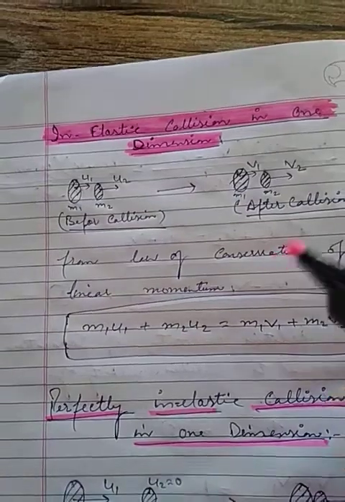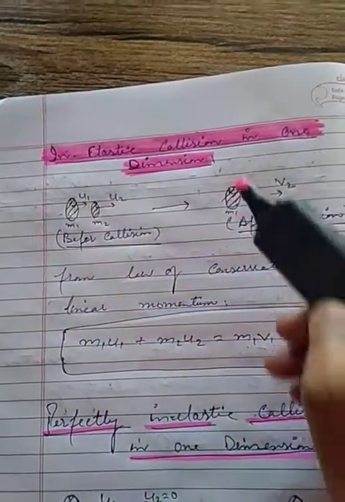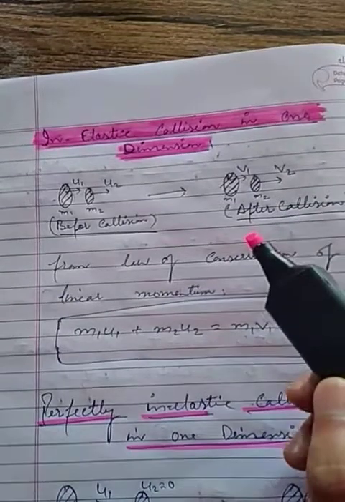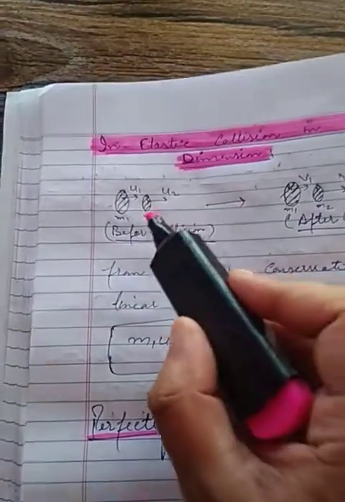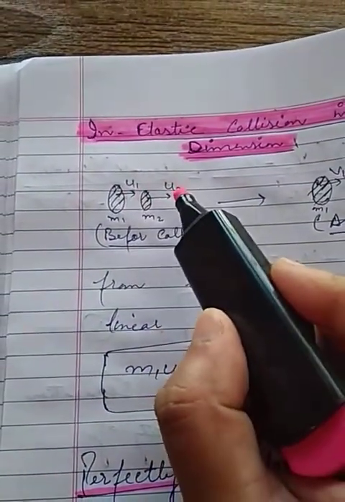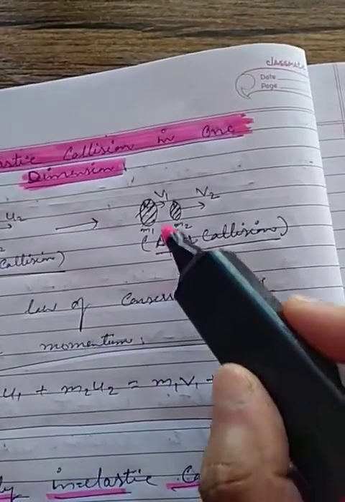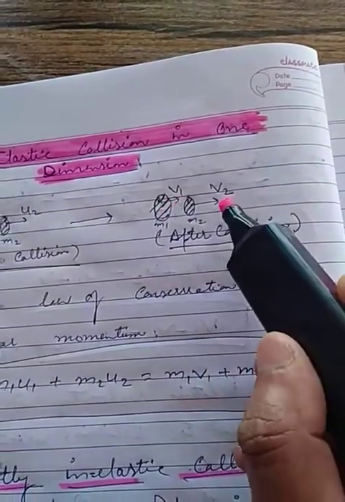Hello everyone. Today we will discuss inelastic collision in one dimension. Now here you are seeing that we have two bodies A and B, which are moving with the velocities u1 and u2 with the masses m1 and m2, and after collision their velocities are v1 and v2.